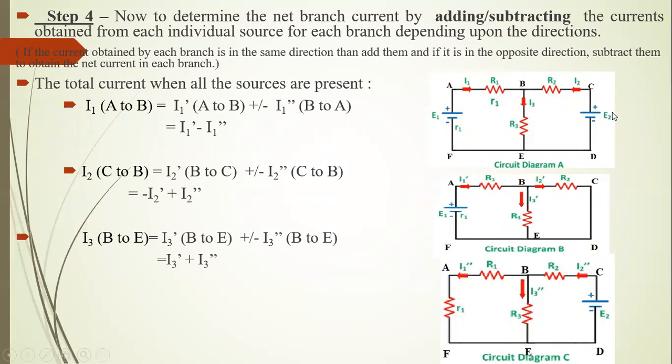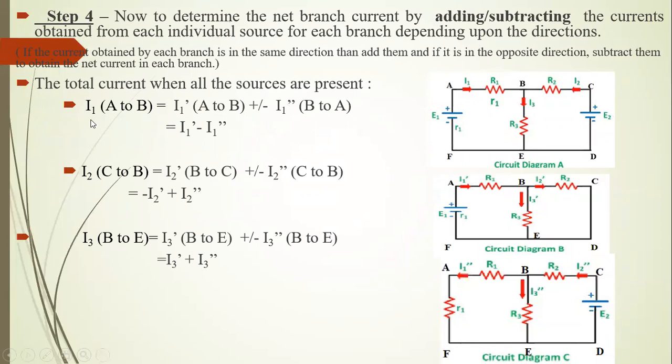See, this is our original circuit. I1, I2 and I3 are the total currents when both these sources are present. I1 dash, I2 dash, I3 dash are the currents when E1 is considered, and I1 double dash, I2 double dash and I3 double dash are the currents when E2 is considered. So in the last step, depending upon the direction of current, we'll either add the currents or subtract. First, let us see about I1.